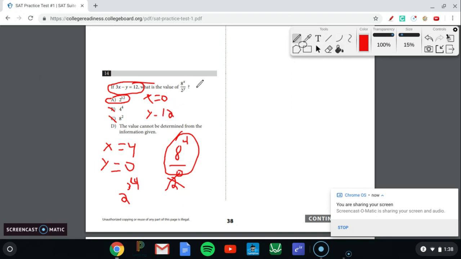So 8 to the 0 is going to be 1. And we're going to have over 2 to the y. We said y is negative 12. So we're going to have 2 to the negative 12.